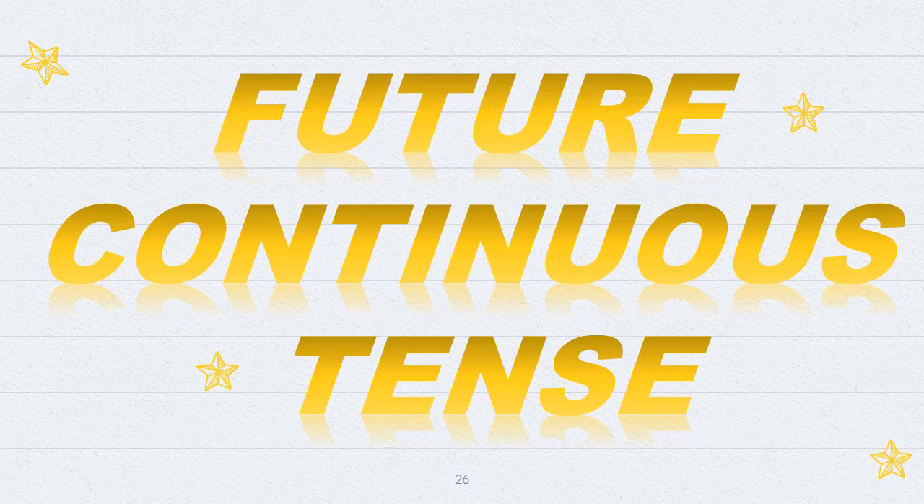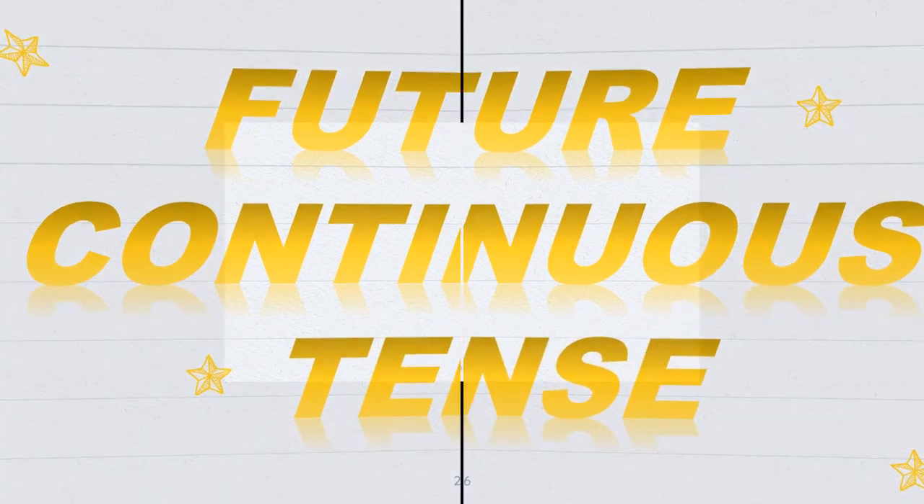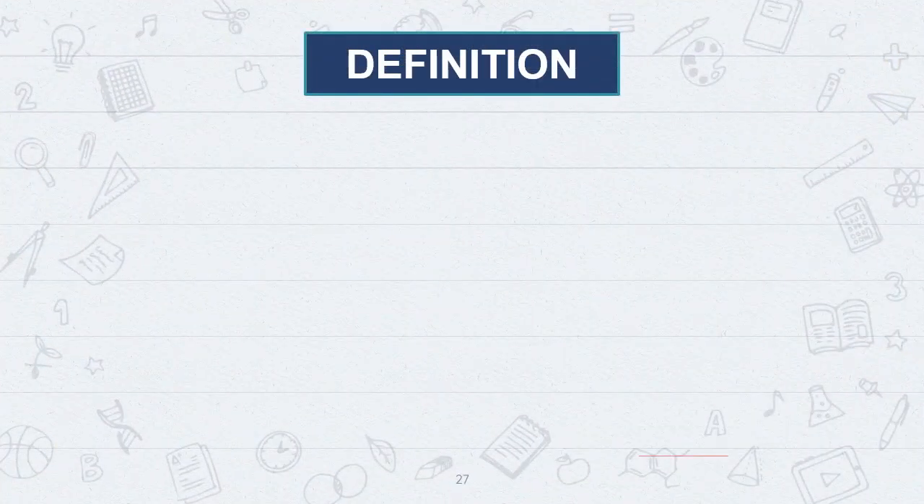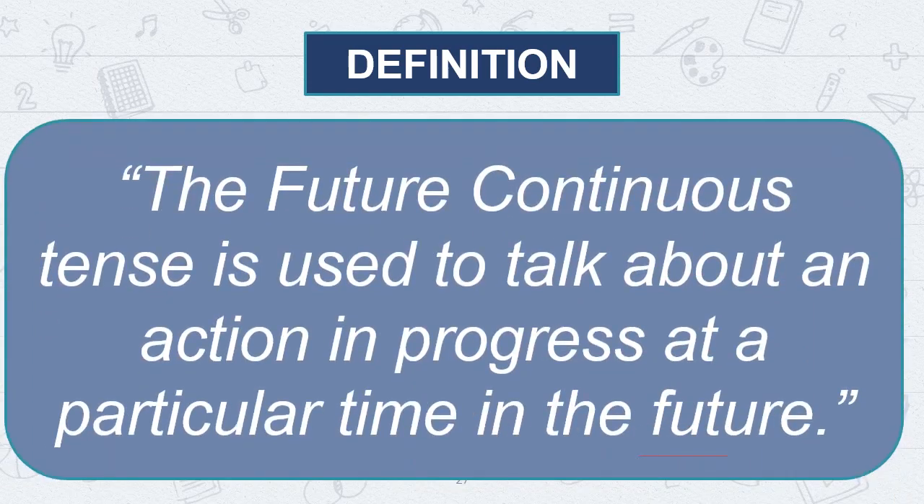Now we'll do future continuous tense. Now I'll tell you the definition of future continuous tense. The future continuous tense is used to talk about an action in progress at a particular time in the future. Means when we are hoping that that particular action will be going on at that time in the future.